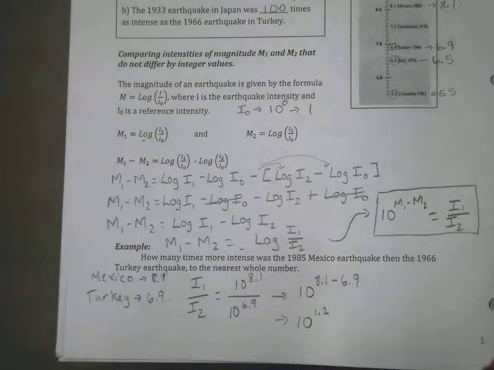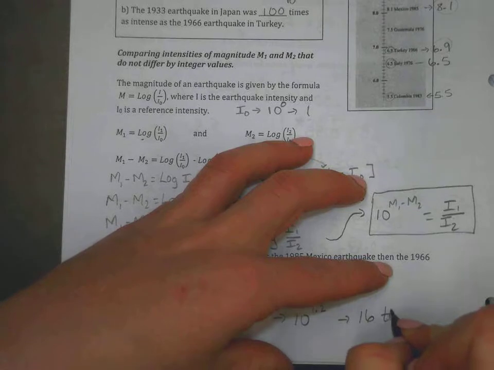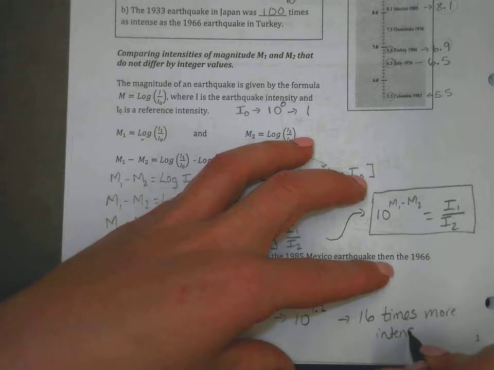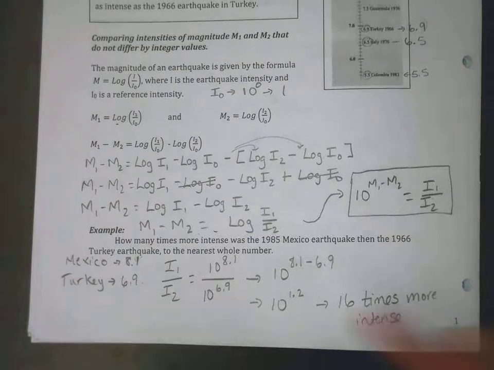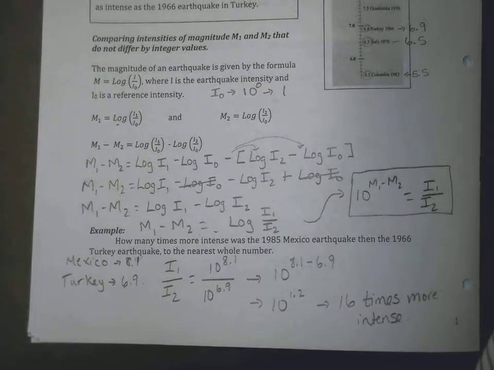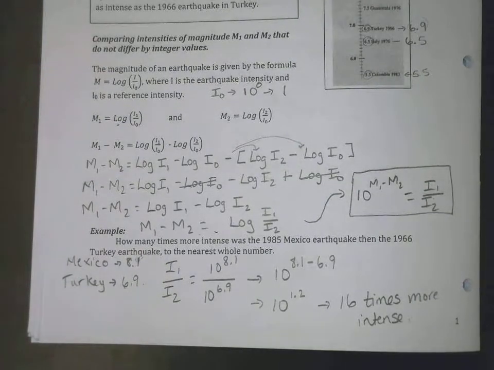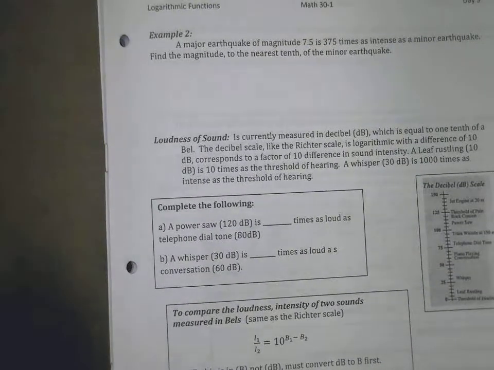So the Mexico earthquake was 16 times more intense than the Turkey earthquake. All right, example 2. It says a major earthquake of magnitude 7.5 is 375 times as intense as a minor earthquake. Find the magnitude to the nearest tenth of the minor earthquake.